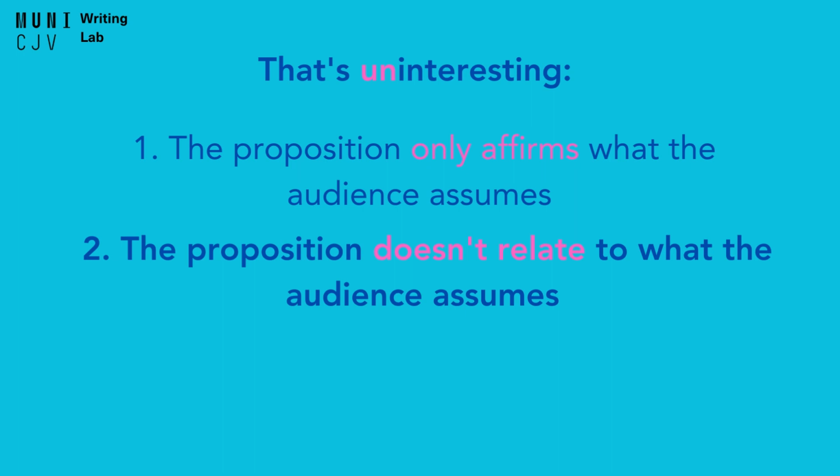The second kind of uninteresting proposition is one that doesn't relate at all to any aspect of the audience's assumptions. So they don't see how it could affect their work or their activity at all.